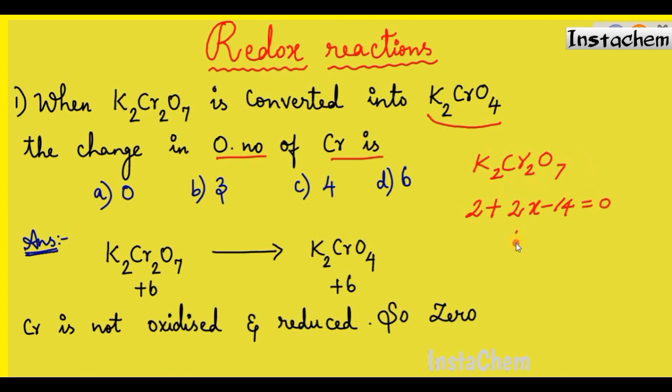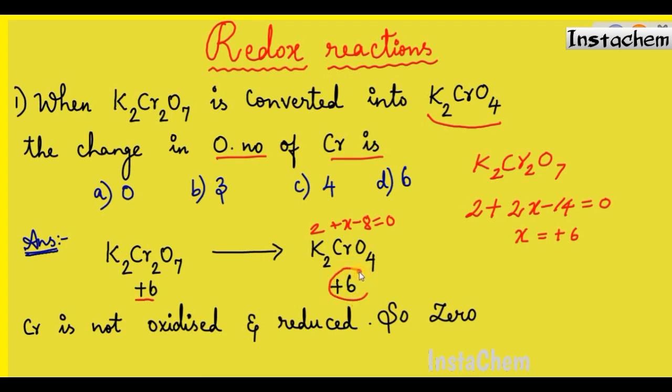Now let's find the X value. 2X is equal to 12, so X is equal to 12 by 2, we will get 6. So X is +6, that is the oxidation number of chromium. Now what we understand, the oxidation number of chromium in K2Cr2O7 is +6. In K2CrO4 also it is +6, because each K carries +1, Cr is X, and for oxygen -2 into 4 is -8, that is equal to 0. So you will get the answer here also 6.